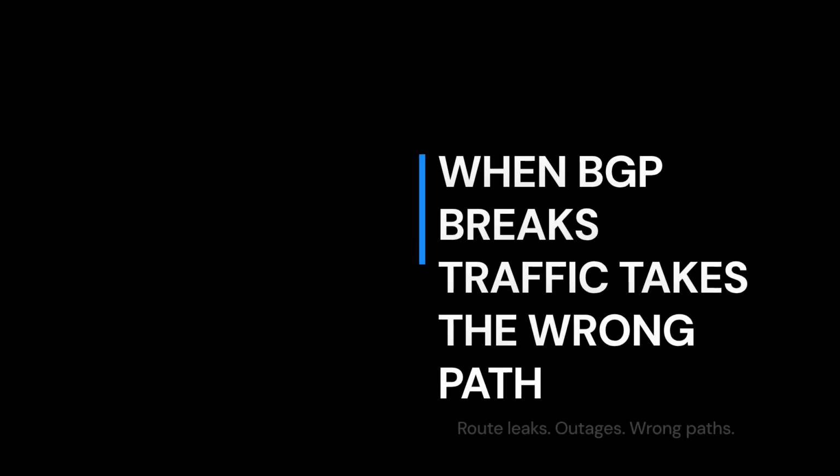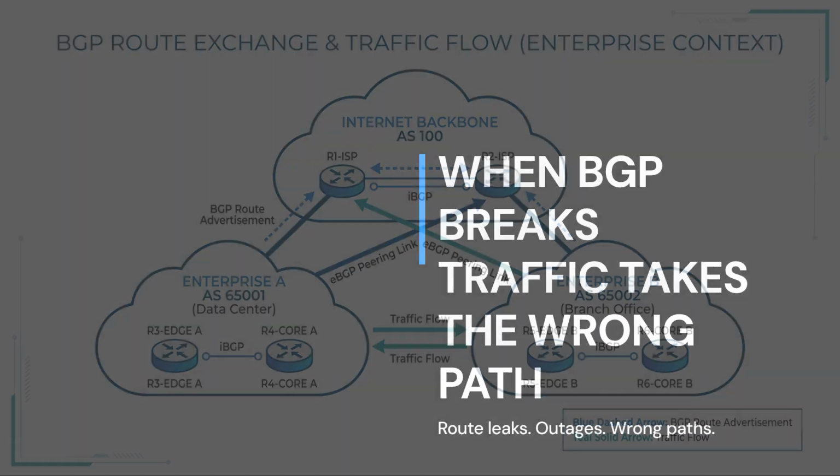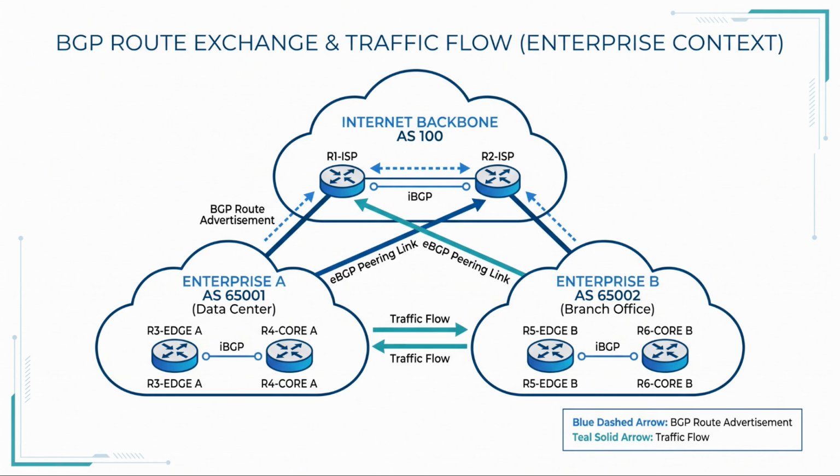One bad BGP decision can disrupt the internet. BGP directs traffic between networks, and wrong choices cause leaks and outages. Let's see how BGP works and why it matters. By the end, you'll know why BGP exists, how sessions form, what neighbor states mean, how attributes guide routing, how best path selection works, and how to configure and troubleshoot BGP.